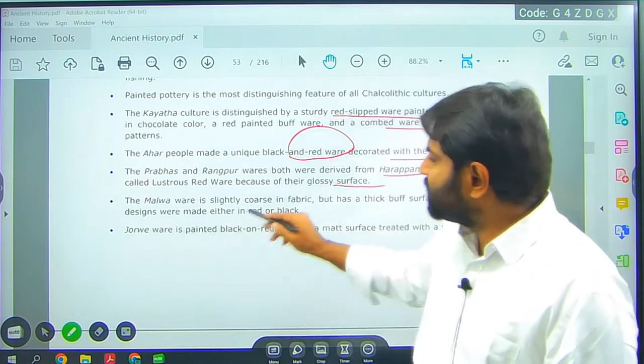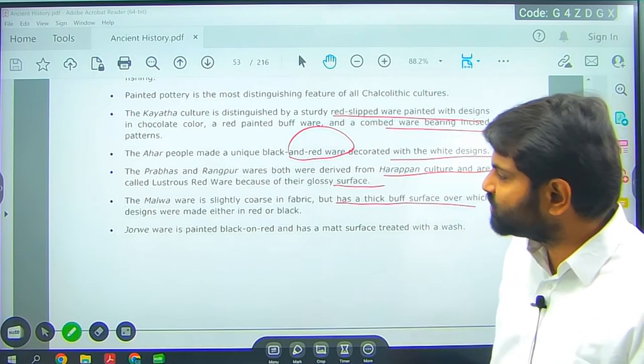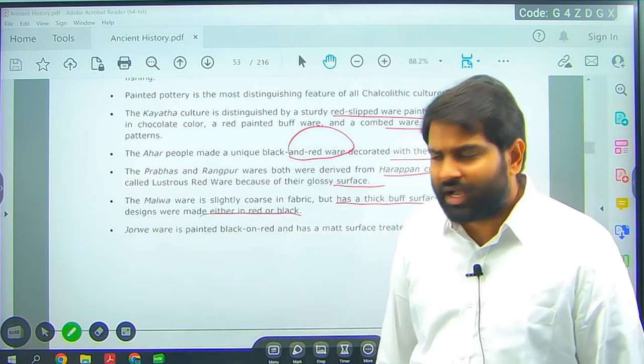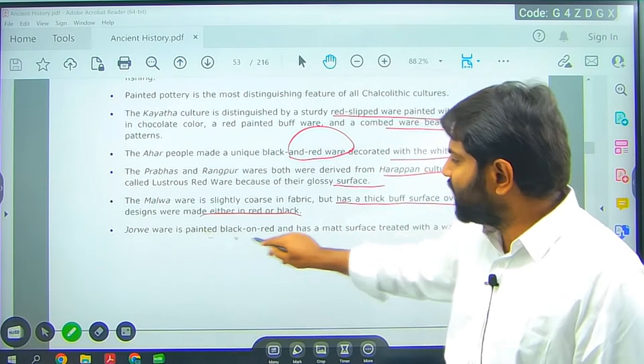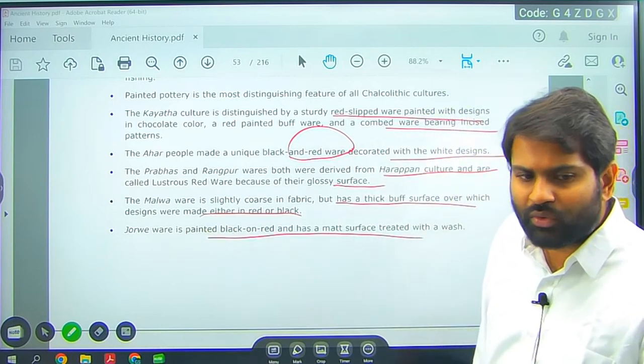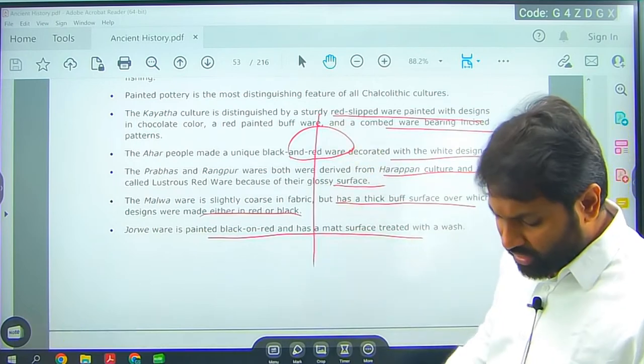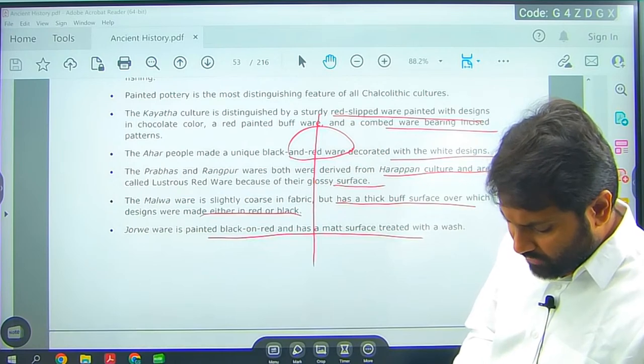The Malwa ware is slightly coarse in fabric but has a thick buff surface over which designs were made, either red or black. Jorwe ware is painted black on red, again with a matte surface treated with a wash. So many cultures we can see here. In these cultures we can see Chalcolithic evolution.